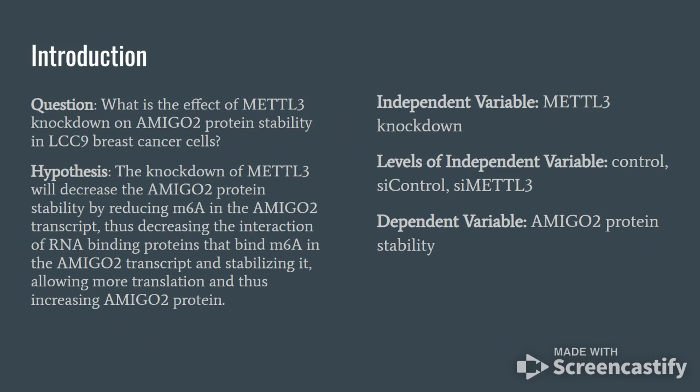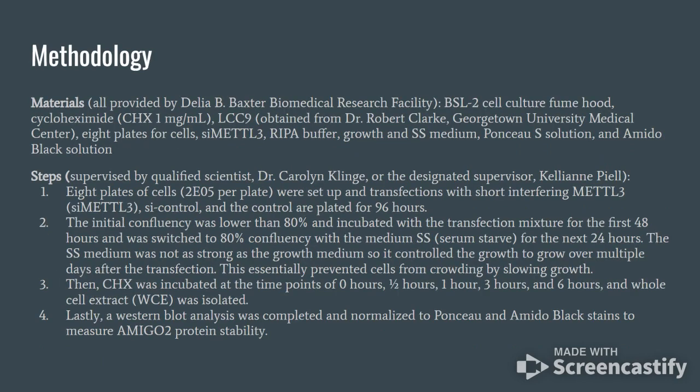The hypothesis was that the knockdown of METL3 will decrease the AMIGO2 protein stability. The independent variable was the METL3 knockdown. The levels of the independent variable were control, SI control, and SI METL3 transfected cells. The dependent variable was the AMIGO2 protein stability.